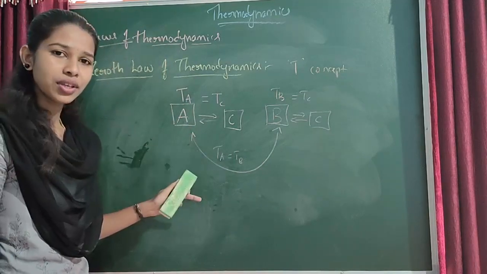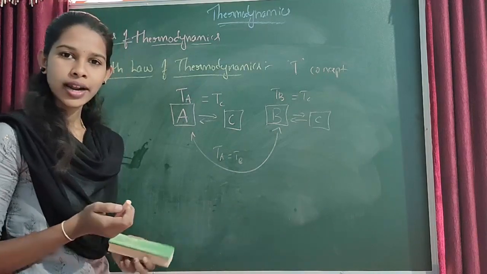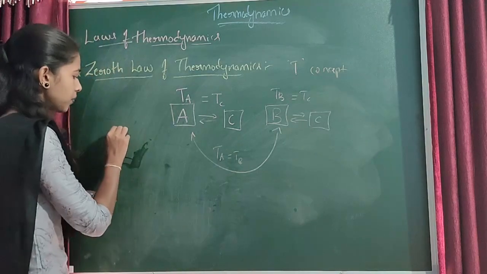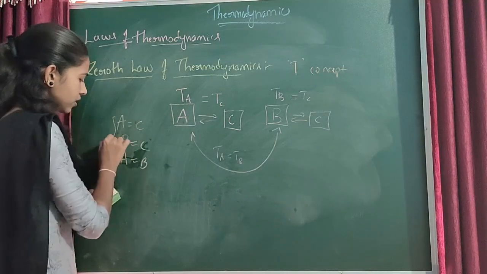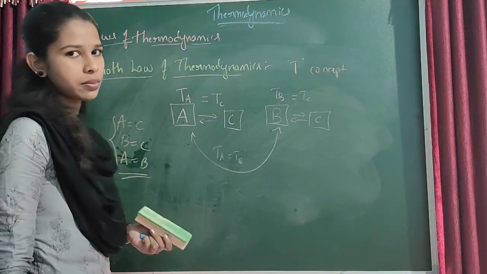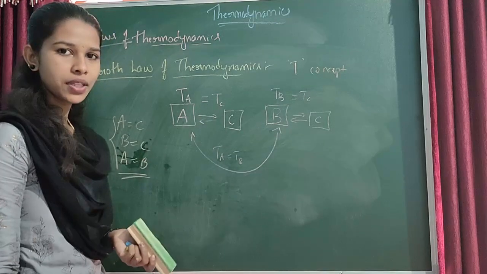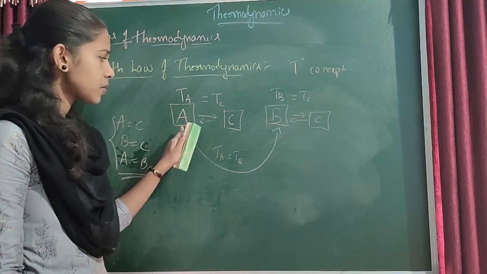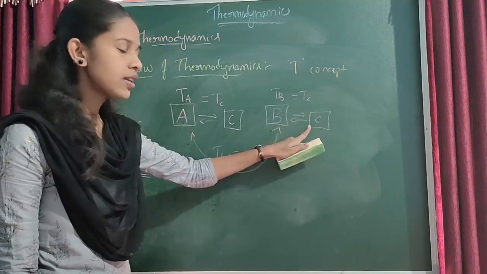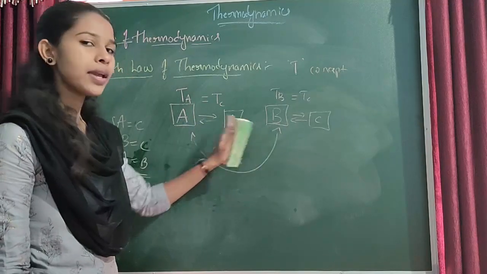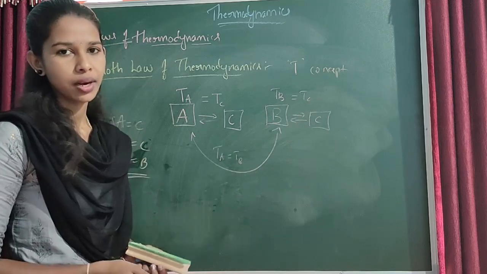This is similar to the transitive property in mathematics. In mathematics, you heard about the transitive property, right? What is the transitive property? If A is equal to C and B is equal to C, then automatically A is equal to B. This is called the transitive property in mathematics. This statement of the zeroth law of thermodynamics is similar to the transitive property in mathematics. I'll repeat the statement. If the system A is in thermal equilibrium with system C and system B is in thermal equilibrium with system C, then automatically system A and B are in thermal equilibrium with each other. This is the zeroth law of thermodynamics.